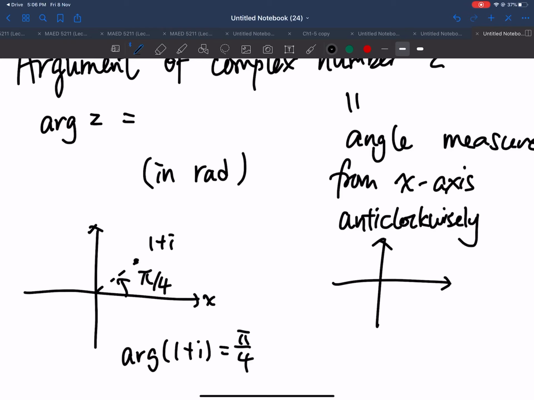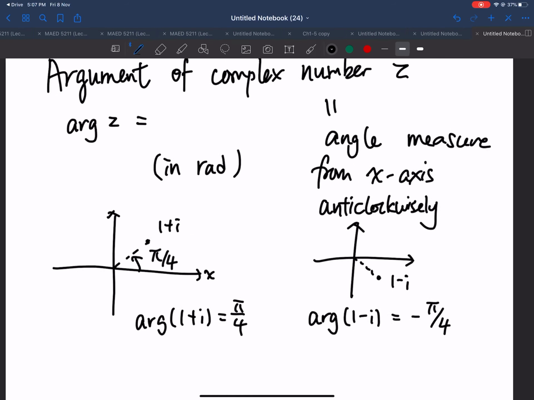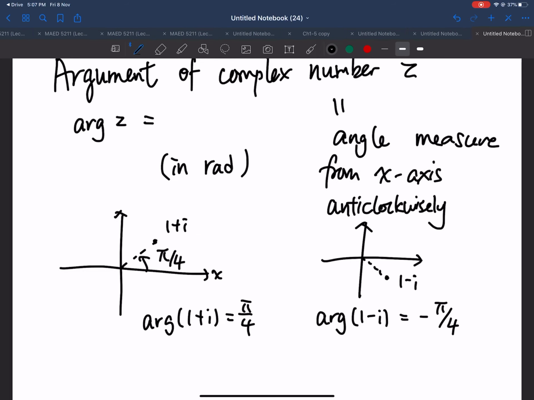How about 1 minus i? 1 minus i is at this point, okay? So it's negative pi over 4 because it's clockwise from the x-axis, the angle. And this angle, we define it in between pi and negative pi. This should be borne in mind.